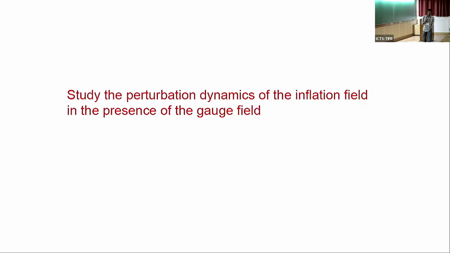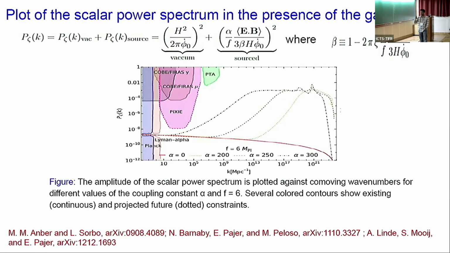So now I will talk about the fluctuation dynamics, or perturbation dynamics, when the gauge field is present. This is the scalar power spectrum. I have calculated this scalar power spectrum using this analytical expression, and you can clearly see that if the gauge field is present, then the small scale modes start to increase, and if I increase the coupling constant, it also starts to affect the large scale modes.